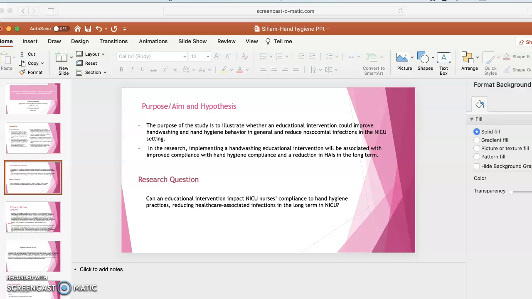Research question. Can educational intervention impact NICU nurses' compliance to hand hygiene practices, reducing healthcare-associated infection in the long term in NICU?